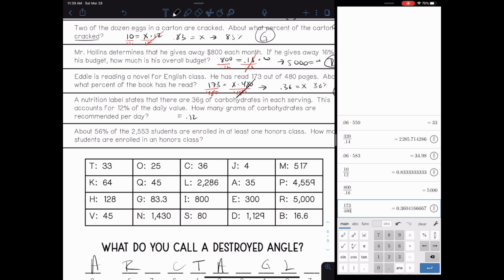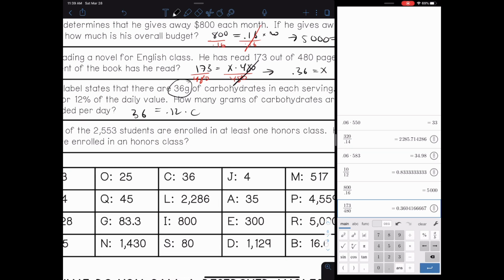So the nutrition label states that there are 36 grams of carbohydrates in each serving. This accounts for 12% of your daily value. How many grams of carbohydrates are recommended per day? So 36 per serving. In that one serving, that's going to be the part of the recommended value for the entire day. So 36 grams equals 12% of your daily value. So that's what's missing. Put C. How do I get C by itself? Divide both sides by 0.12.